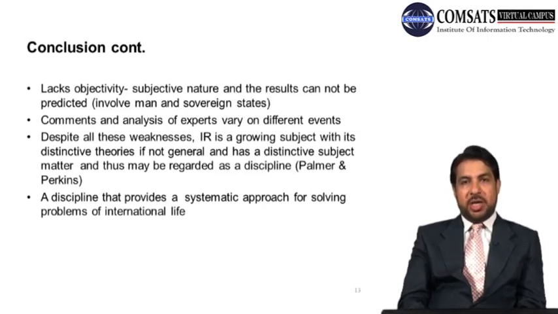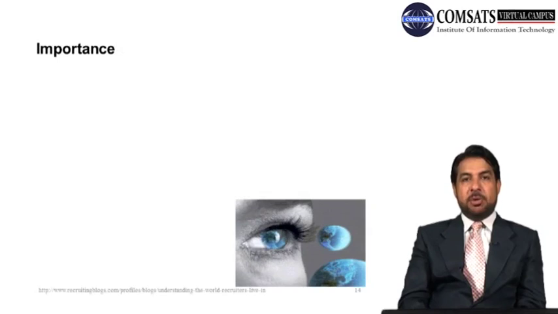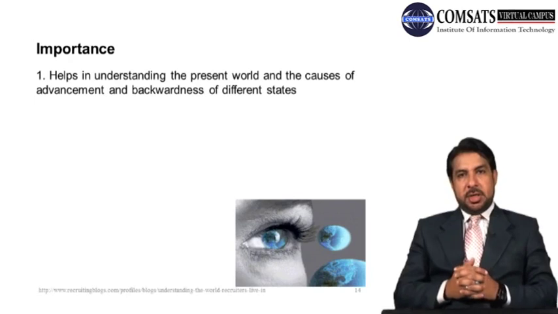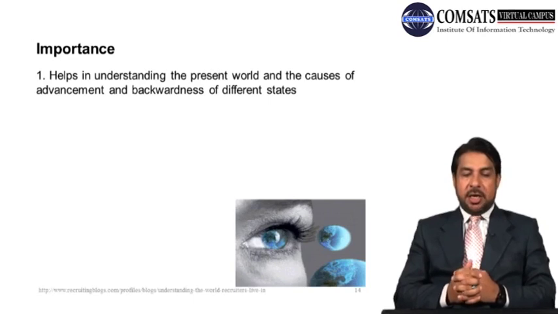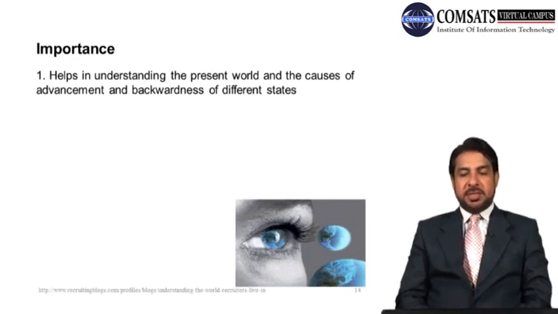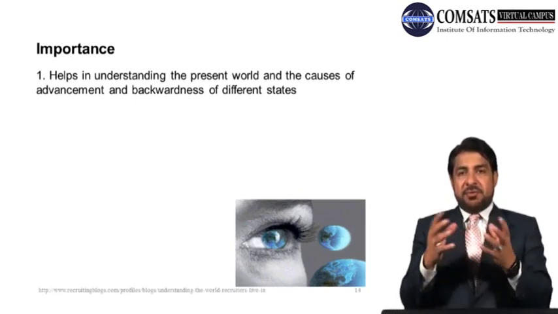And with this, we end up the scope of international relations and we'll move towards our next topic, which is the importance of international relations. Dear students, let's understand the importance of IR as a discipline. IR ki ahmiyat kya hai? The first is IR helps in understanding the present world and the causes of advancement and the backwardness of different states. So IR help us in understanding our world.